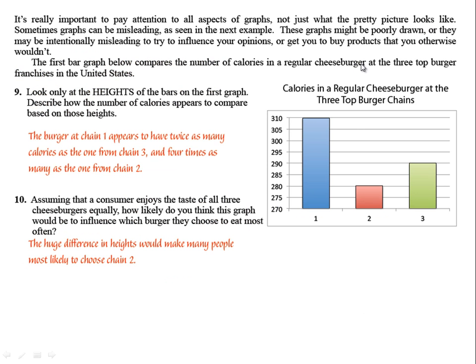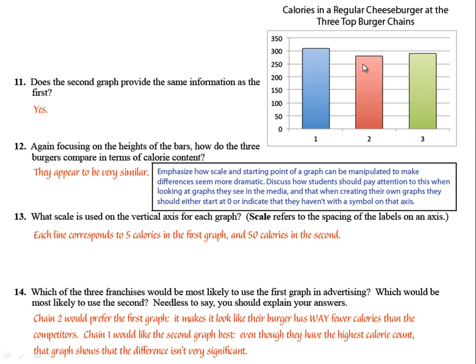Then questions 9, 10, and 11, 12, 13, 14 are all about the calories in these different cheeseburgers at burger chains. These questions touch a little bit more on the importance of scale, asking students to note what the scale is on a graph, and then to sort of reflect on why the scale can make a difference in how you might interpret one of these bar graphs. And question 14 usually generates some good classroom discussion.